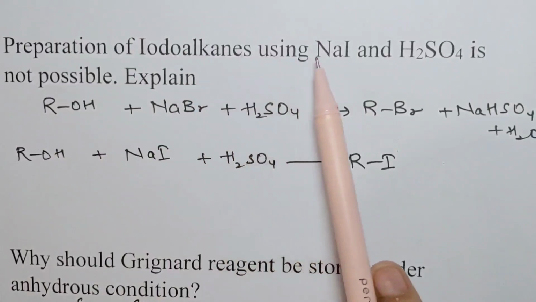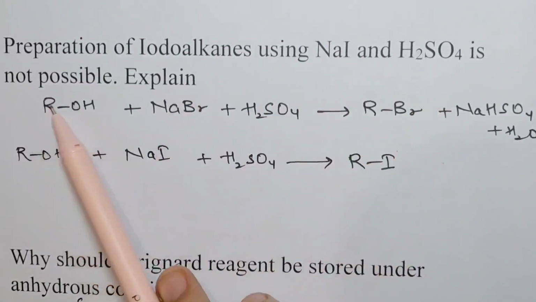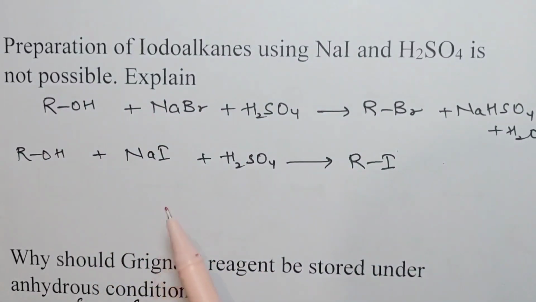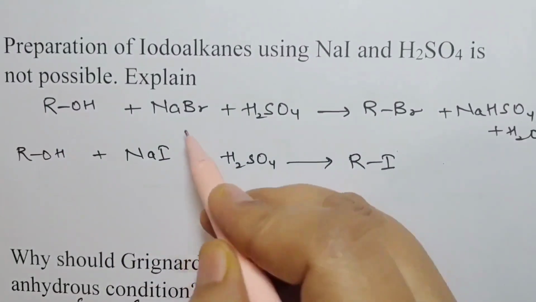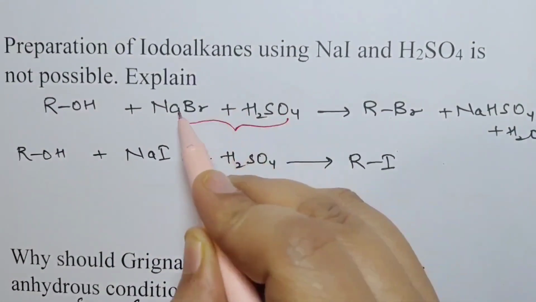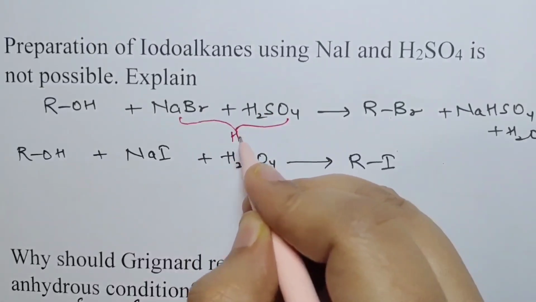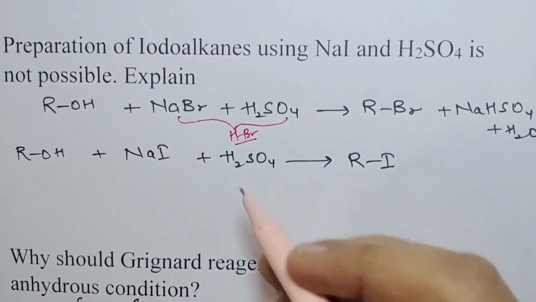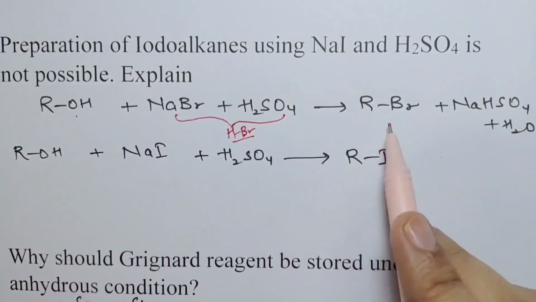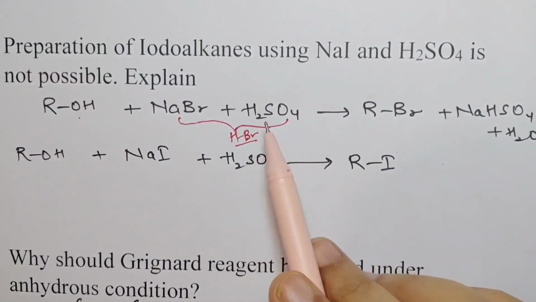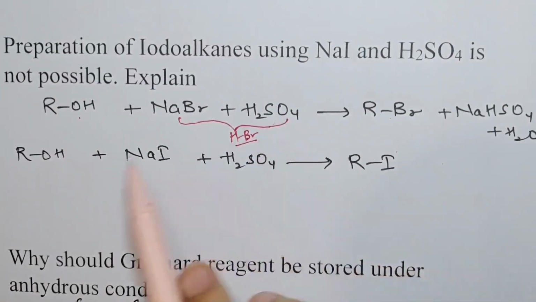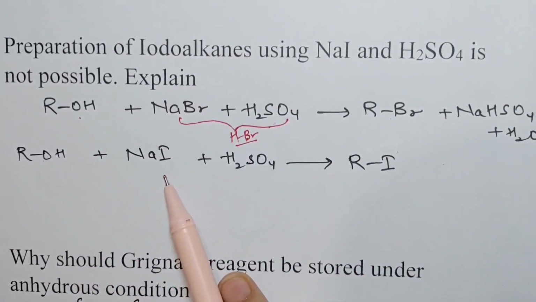Preparation of iodoalkanes using sodium iodide and sulfuric acid is not possible. Explain. So when we prepare alkyl halides using alcohols, we actually tend to use sodium bromide with sulfuric acid because they will combine together and will produce HBr in situ. Now this HBr will combine with the alcohol and will give RBr and rest of the products, right? We cannot use the same technique for preparation of alkyl iodide.